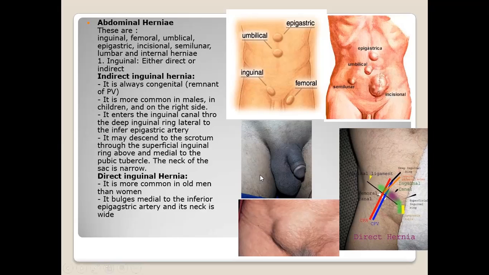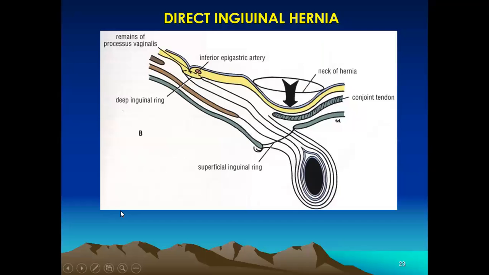Then we have the direct hernia. It is more common in old men because of the weakness of the abdominal wall, and it bulges medial to the inferior epigastric artery, and its neck is wide. We'll see how exactly we can differentiate. If you see here, here is the deep inguinal ring, and this is the superficial inguinal ring. Because of the weakness of the abdominal wall, if the neck of the hernia passes through this and directly comes out through the superficial inguinal ring, this is called a direct hernia.